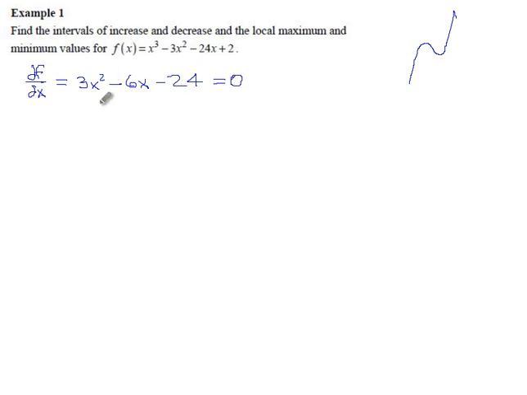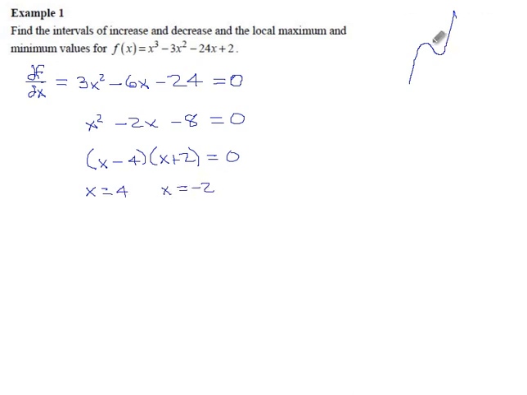Well, that whole thing is divisible by 3, so let's make that happen. x squared minus 2x minus 8 equals 0. That's factorable, which is lovely. (x minus 4)(x plus 2) equals 0. And so that gives us either x is 4 or x is negative 2. So we thought there might be 2 points where the derivative was 0, and indeed there are. They are 4 and negative 2.